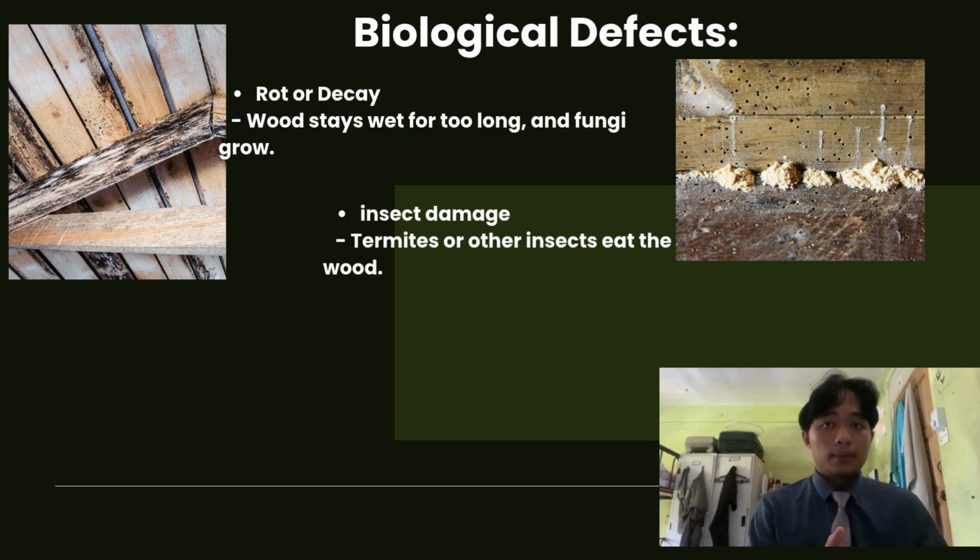And then we have insect damage. It is caused by termites or other insects that eat wood. This makes the wood become hollow and weak.